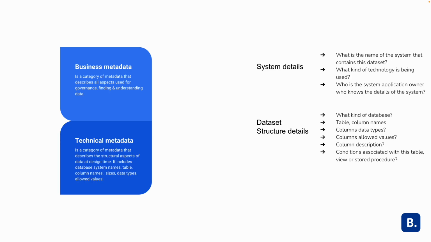The second type is technical metadata, and that's mostly the commonly known one, which goes into the system details and dataset structure details. For example, what's the name of the application that holds my CRM application? Oh, it's Oracle or Teradata. What kind of technology is being used there? Who is the application owner? What kind of database is it?